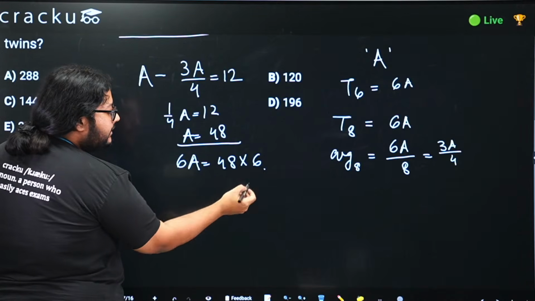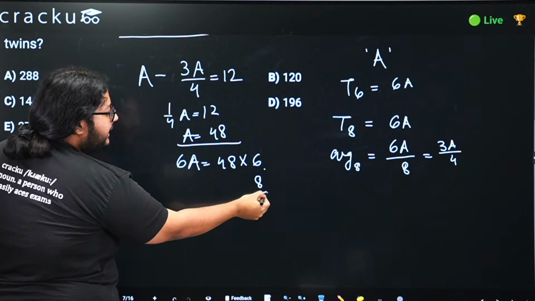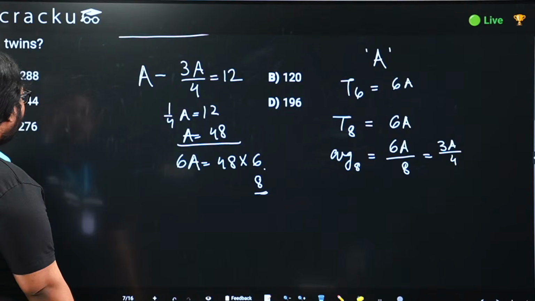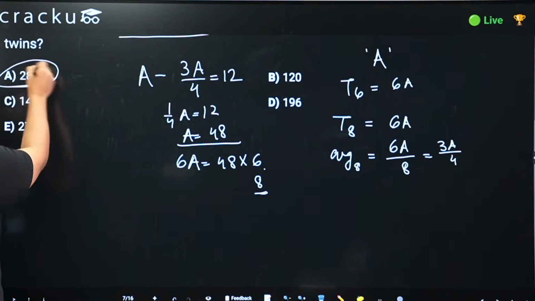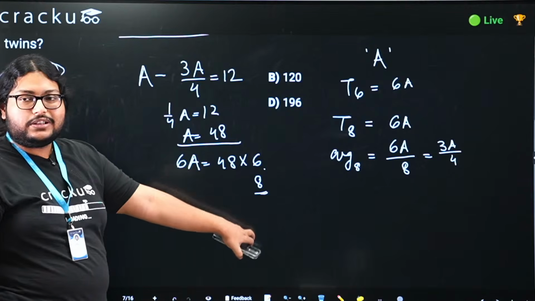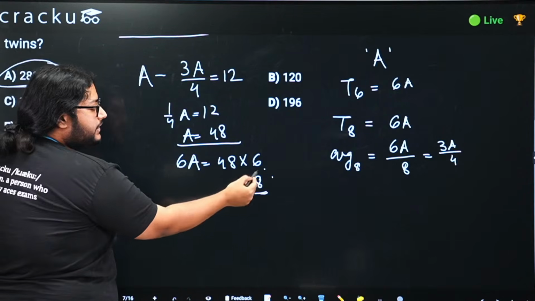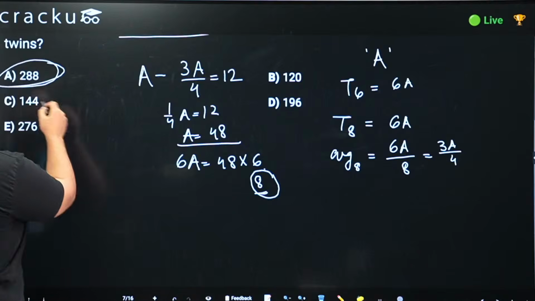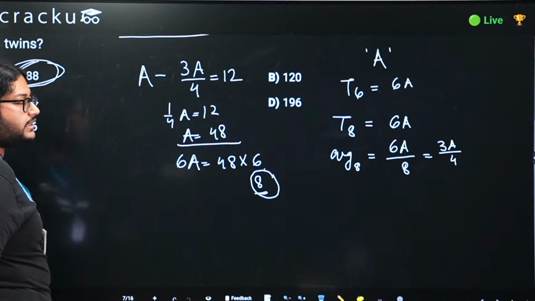8 times 6, the last digit should be 8. If I look into the options, only this one has the last digit to be 8. So without even having to calculate the whole thing, just comparing the last digit, we can say that option A has to be the correct answer here.